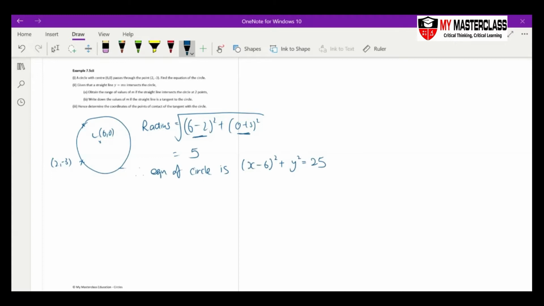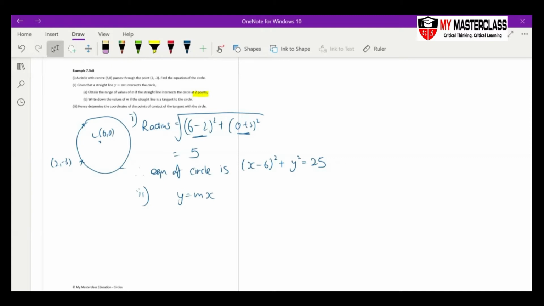Next part, they say that y equals to mx intersects the circle. Okay, this is part 1. Part 2, I have a line y equals to mx intersecting the circle at 2 points. So when you see intersect the circle at 2 points and you want to find the range of values for m, first thing, you don't know what to do yet.